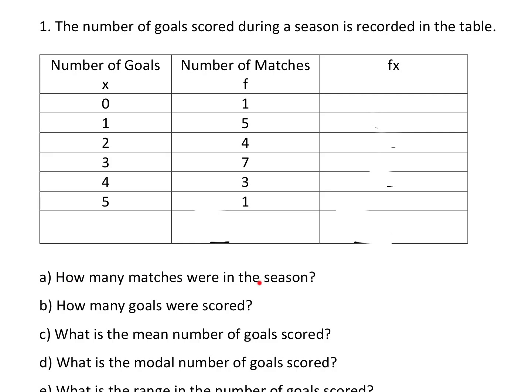We have to work out how many matches there were in the season. So we've got number of goals scored here, X, and number of matches, F for the frequency. So this is one match where no goals were scored, 5 matches where 1 goal was scored, and so on. How many matches were in the season would be the total of this, or the sum of that column. How we write sum in statistics would be sigma. So it's the sum of F, sigma F. We add those up and we get 21.